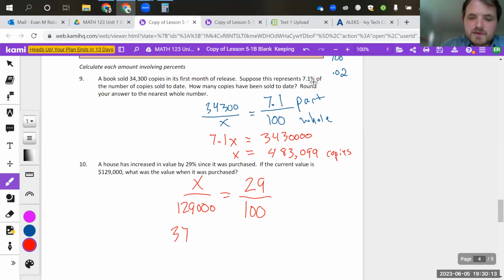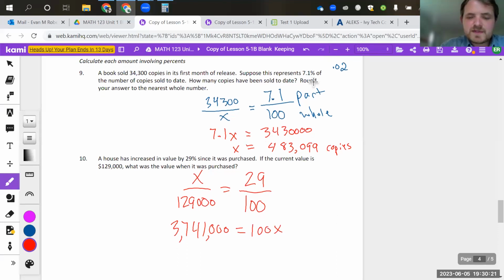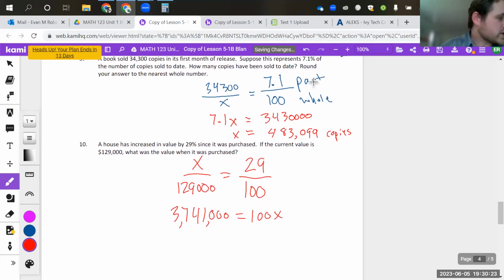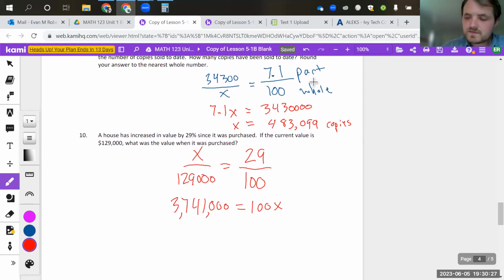That gives you 3,741,000, just like that, equaling 100x. And when you divide that by 100, you get 37,410.